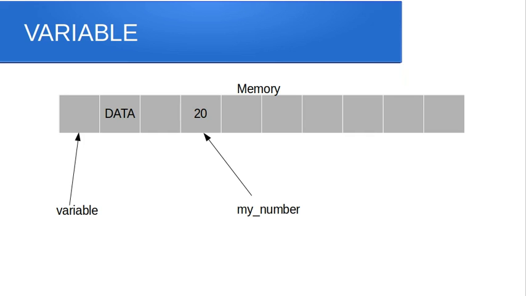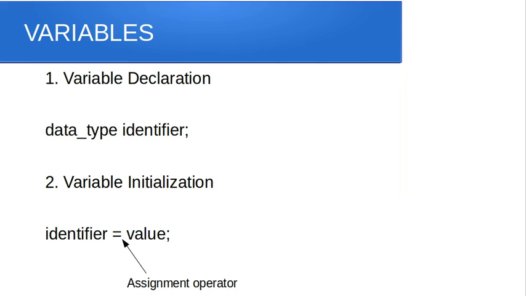So let's look at how we can create a variable in C++. There are two steps in creating a variable. The first step is the variable declaration. The variable declaration basically tells the computer, hey, create for me a part in the computer's memory that will be used to store specific data.